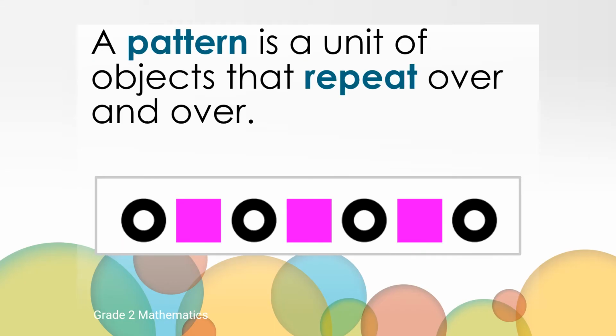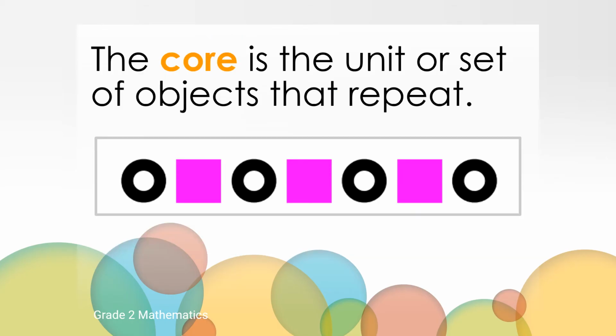A pattern is a unit of objects that repeat over and over again. Notice that the circle and square repeat over and over. The core is the unit or set of objects that repeat. In this pattern, the circle and square repeat, so we would name this the core.